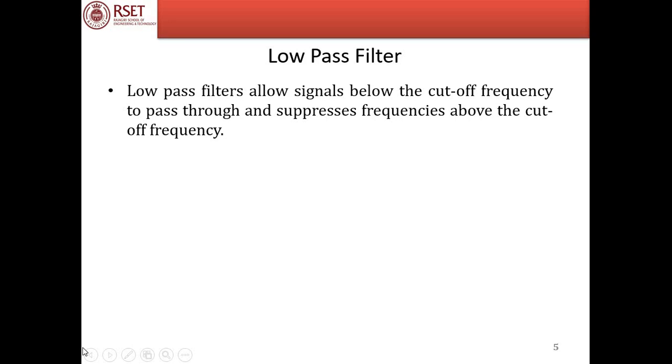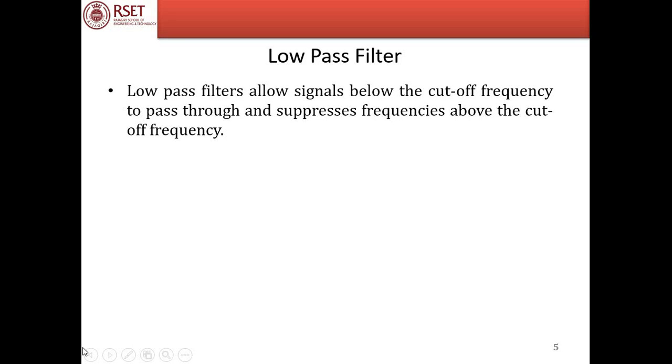Let us see what a low pass filter is. As the name indicates, a low pass filter allows only signals with frequencies lesser than a particular frequency to pass through. It blocks all signals whose frequency is greater than that particular frequency. The frequency below which the signals can be passed is called the cutoff frequency or critical frequency. The critical frequency can be decided by the person who designs the filter.